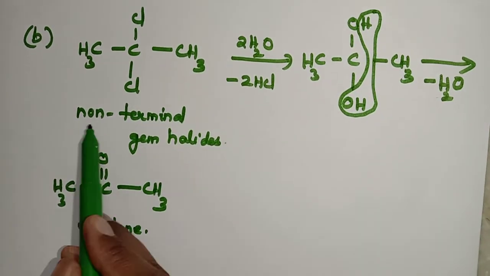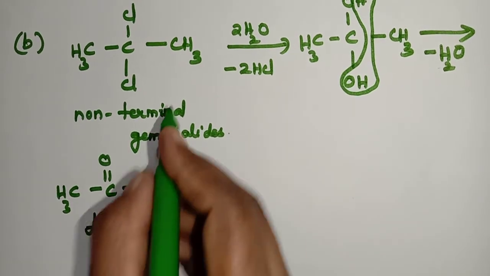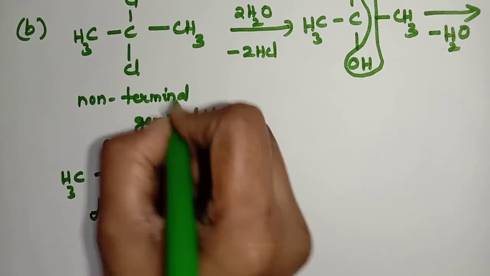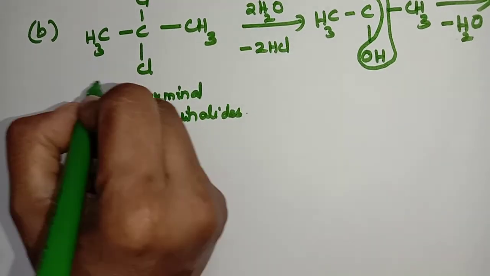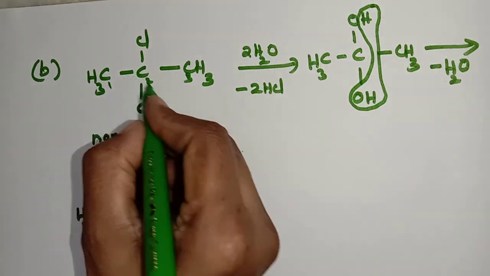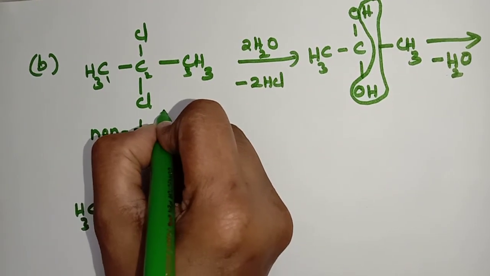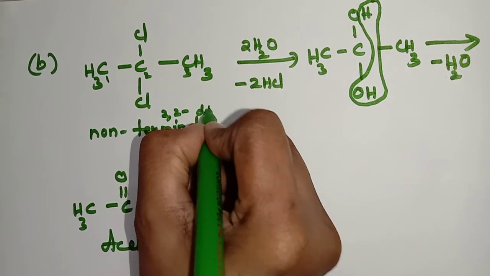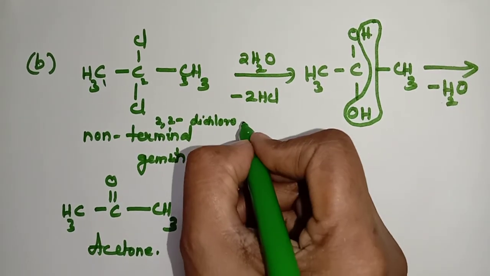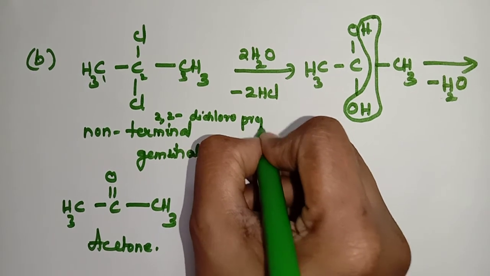So this is a non-terminal gem halide. Now what is it called? You can call it gem dihalides. So what is its name? Can you name it? See how many carbons are there? 1, 2, 3. On the second carbon there are 2 halogens, so 2,2-dichloro. Total 3 carbons. Name of the alkane having 3 carbons? Propane. So 2,2-dichloropropane.